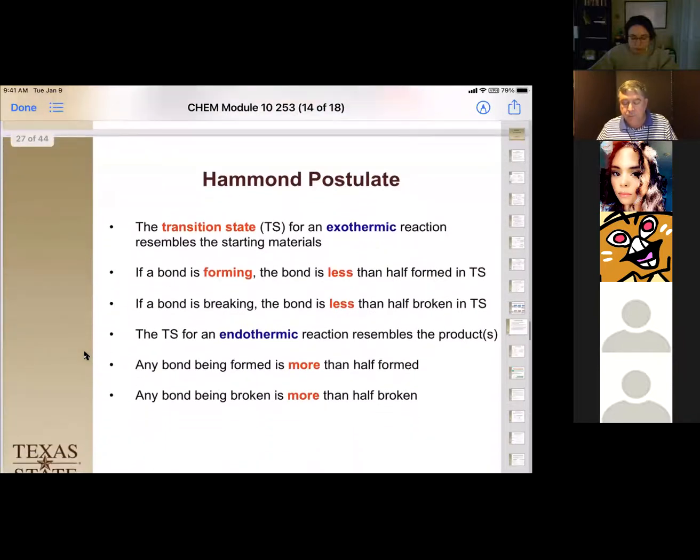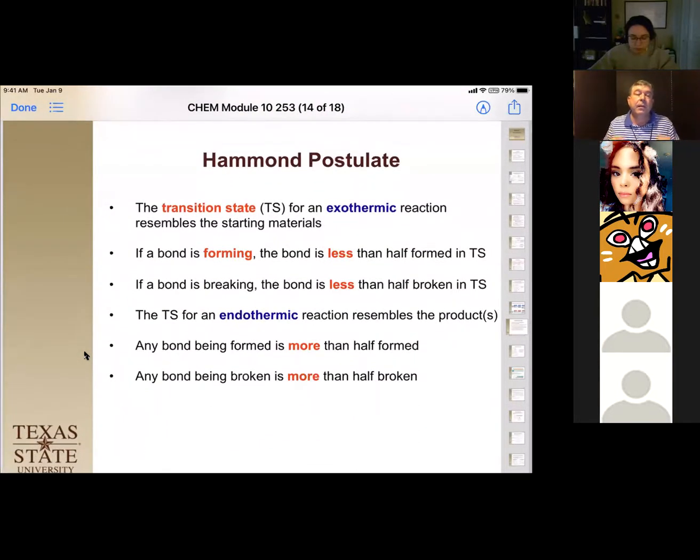Okay, so we can also explain this by the idea of the Hammond principle. Remember, the Hammond principle says that the transition state is exothermic when it resembles the starting materials, but the transition state is endothermic when it resembles the product. So the hydrogen-carbon bond is shorter in an exothermic reaction because it's looking like the starting materials, and the carbon-hydrogen bond is longer in the endothermic because the bond is more than half broken and the new bond is more than half formed.